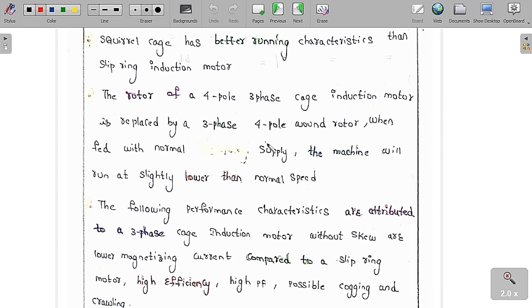So this is a very important point that I am trying to tell you. Therefore, the starting characteristics of the slip ring induction motor are much higher when compared to the squirrel cage induction motor, whereas the running characteristics of the squirrel cage induction motor are better than the slip ring induction motor. So at the same ratings, definitely we can say that the squirrel cage induction motor has better speed, more speed when compared to the slip ring induction motor.